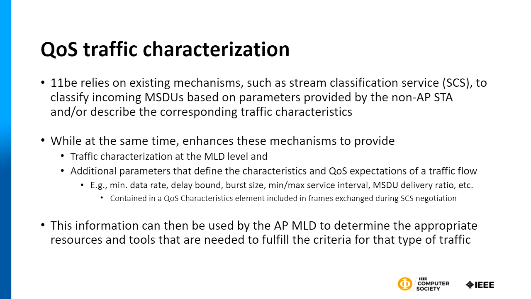And once you classify these MSDUs based on the parameters that the non-AP stations are providing, then you can essentially start providing scheduling information at the AP side to better serve this particular stream. For example, we add a QoS characteristics element in this negotiation phase to indicate the minimum data rate that is being expected by the station, whether there are any delay bounds, burst sizes, and so on, that can additionally help the access point to make the correct determination from a scheduling perspective.